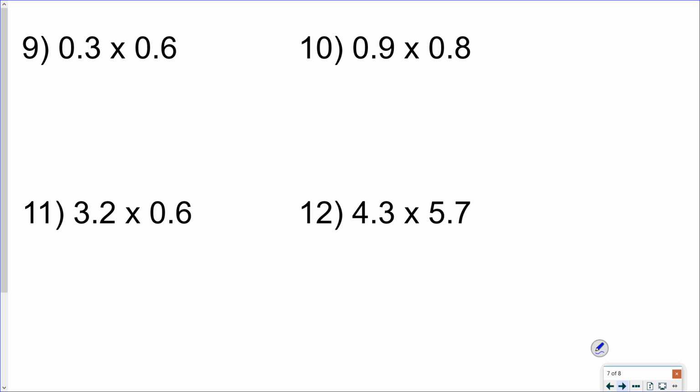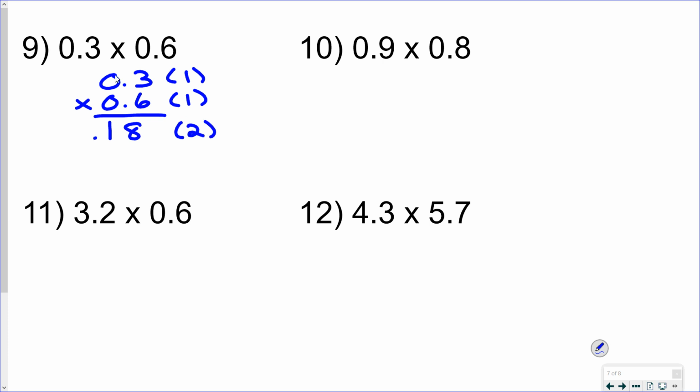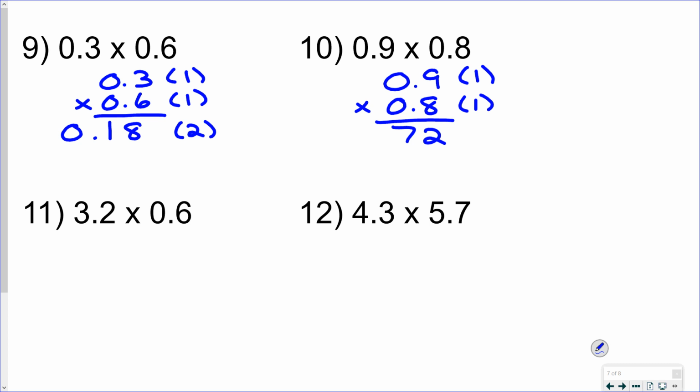So if I have 3 tenths times 6 tenths, I would take 3 times 6, which is 18. There's 1 digit after the decimal point in each of those, so your answer needs a total of 2. So your answer would be 18 hundredths. And 9 tenths times 8 tenths. 9 times 8 is 72. There's 1 digit after the decimal point in each of those. So your answer again would need 2 digits, so it'd be 72 hundredths. And whether you put that 0 in or not is up to you.